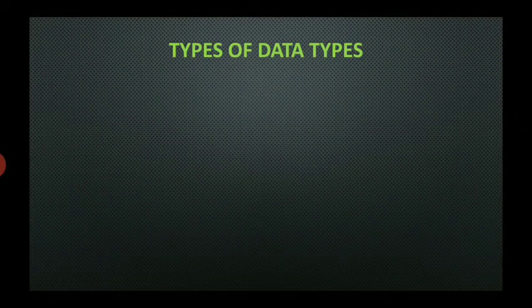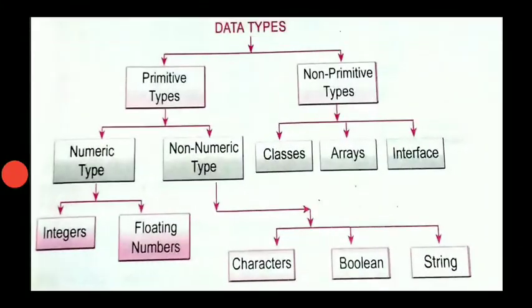Types of data types. Now if you see the picture, data types are of two types, primitive types and non-primitive types. Primitive types are further classified into numeric type and non-numeric type. Numeric types are of two types, integer and floating numbers. Non-numeric types are of three types, characters, boolean and string. Non-primitive data types are of three types, classes, arrays, and interface.